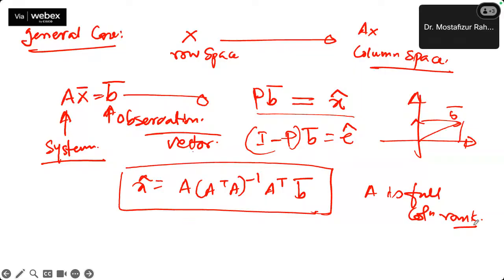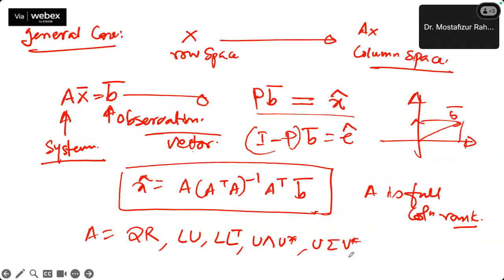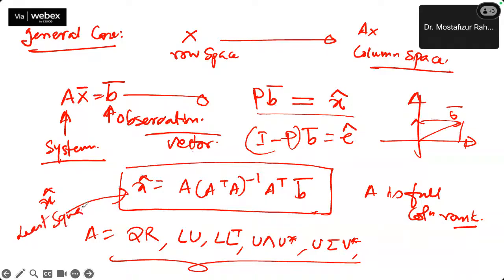Now later we'll see that A has several decompositions. A can be written as QR, where Q is an orthogonal matrix and R is an upper triangular matrix. A can be an LU decomposition, with U upper triangular. A can be decomposed as a Cholesky decomposition, L L transpose. A can be decomposed as U lambda U star, eigenvalue decomposition, with certain conditions on A. For any generic A, you can always write U sigma V star, a singular value decomposition. And for all these various forms of A, you can design a better X hat. That design is called the least squares method, which I'll cover tomorrow.